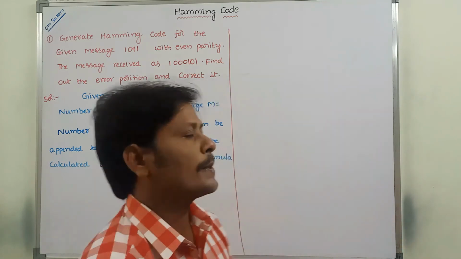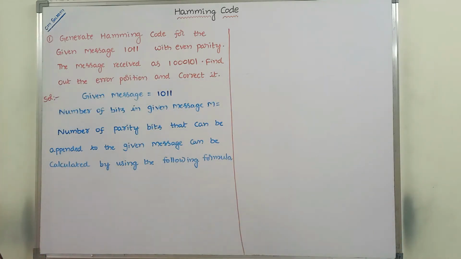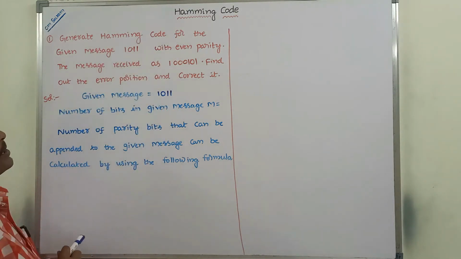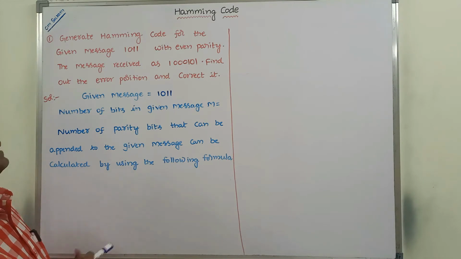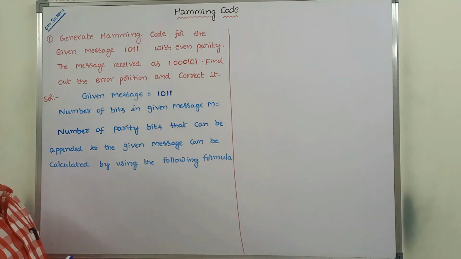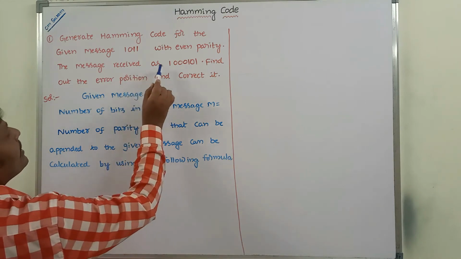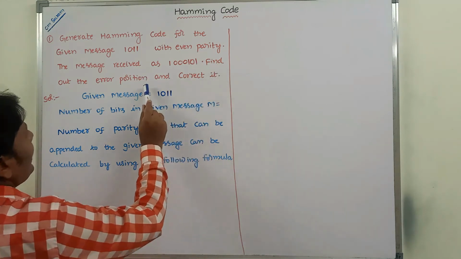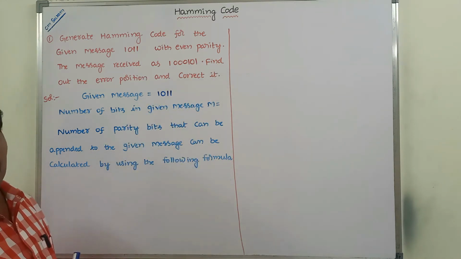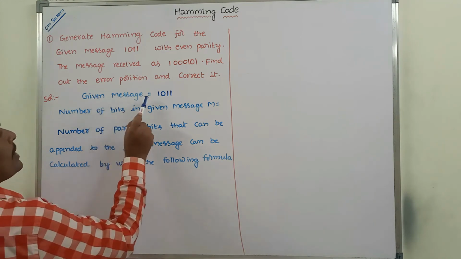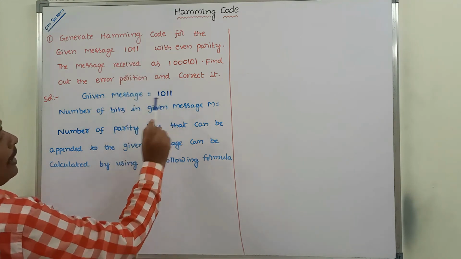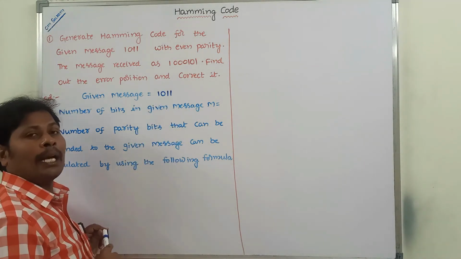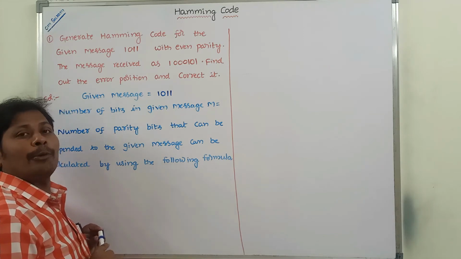Now we solve one example problem on this topic. Generate Hamming code for the given message 1011, sent with even parity. At the receiver side, the message is received as 100101. Find the error position and correct that error. So the given message is 1011. First of all, how many bits are present in the given message? That is denoted by M.